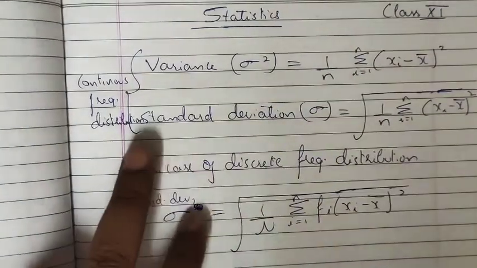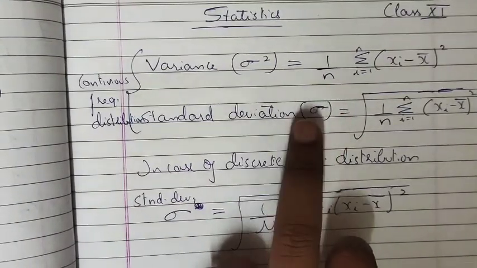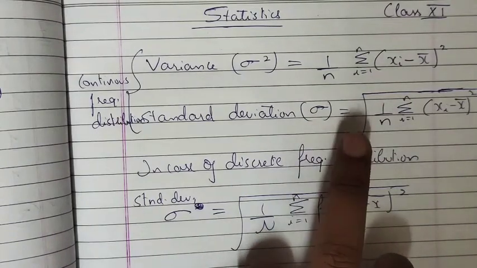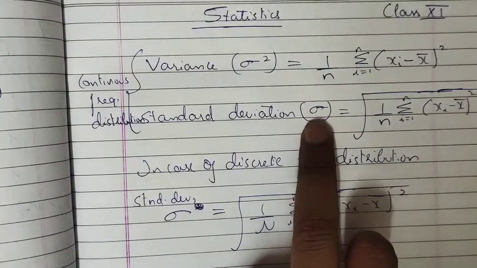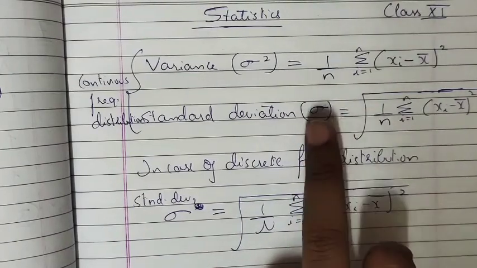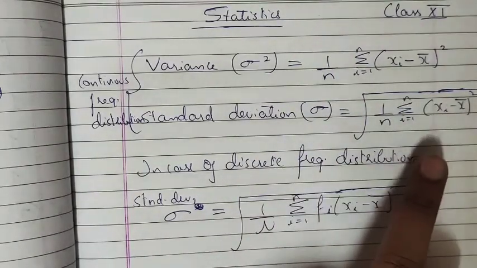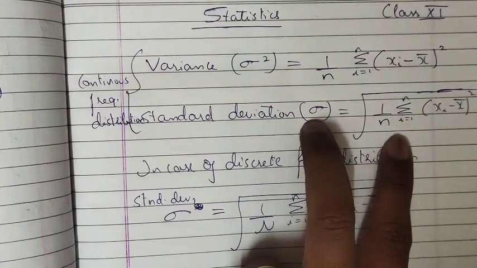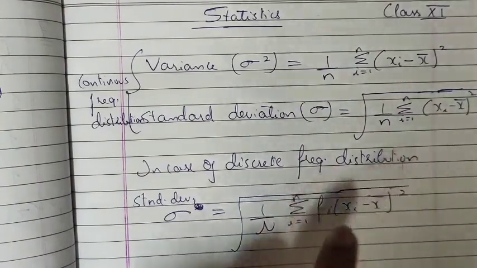So similarly, standard deviation is the square root of this variance, or if we denote it with sigma, sigma is equal to square root of 1 upon n sigma xi minus x bar whole square. Both sigmas are different. This sigma denotes standard deviation, this sigma denotes summation, right?